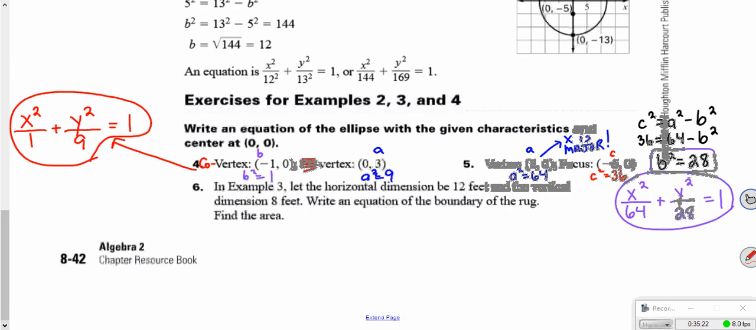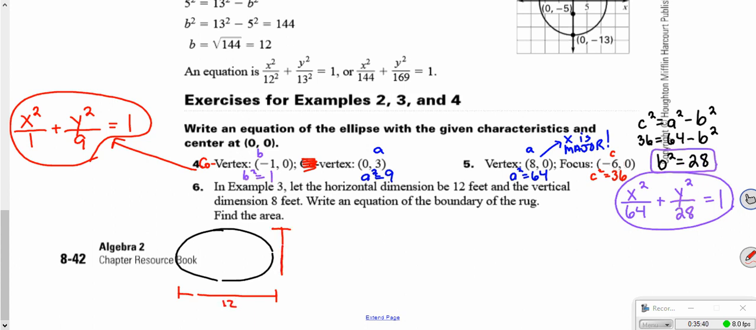So in example 3, let the horizontal dimension be 12 feet and vertical dimension 8 feet. So let me kind of draw an ellipse here. Now, what they have here is that your horizontal dimension, and again, you got to love the dead spots on my board, is 12. Vertical dimensions are 8.